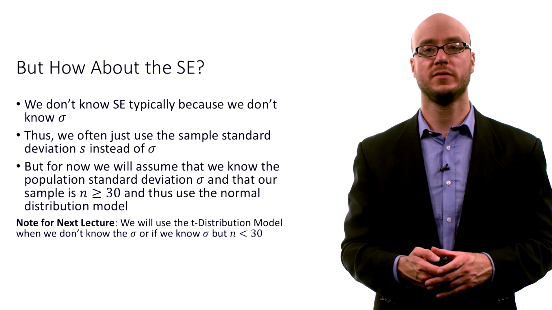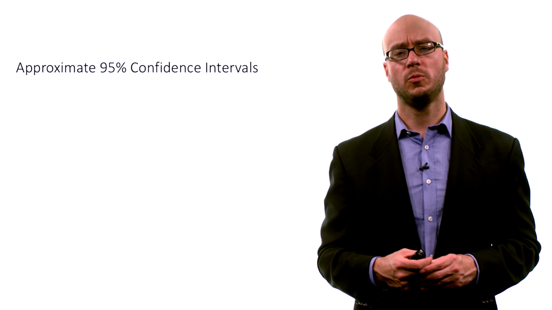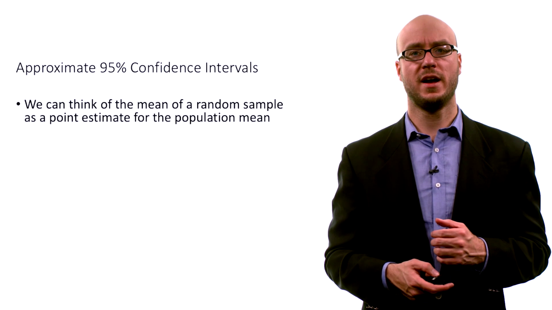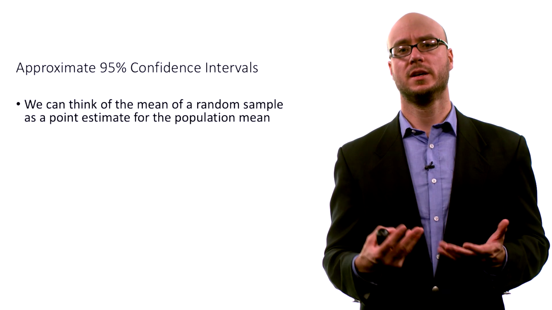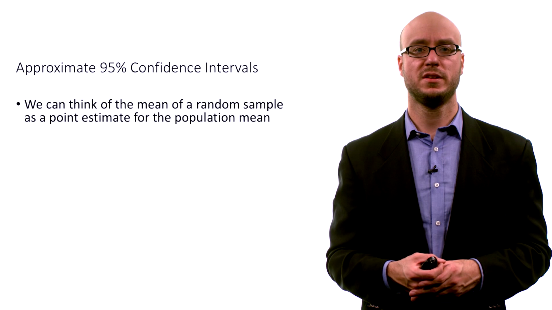And thus, we're going to use the normal distribution model. In the coming lectures, we'll see some adjustments we might make when we actually have to guess the population standard deviation using the sample standard deviation S. For now, we're just going to assume that we know the population standard deviation. So let's continue with approximate 95% confidence intervals in which we assume that we know the population standard deviation.